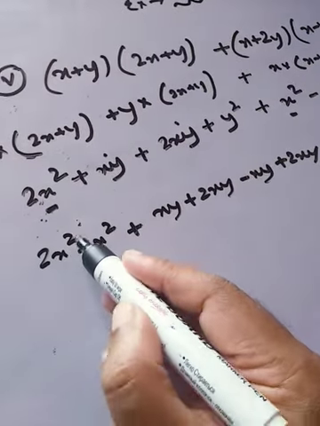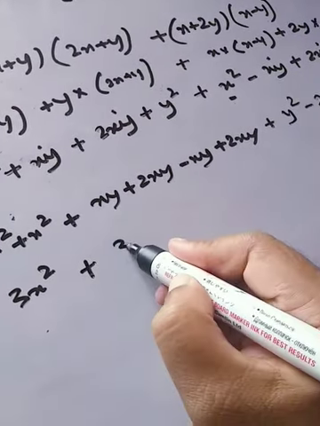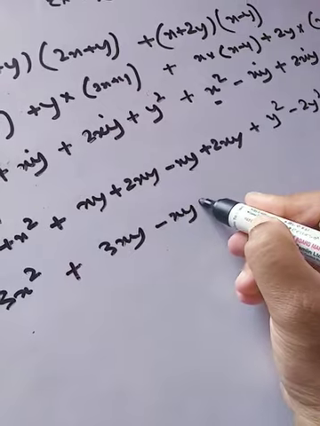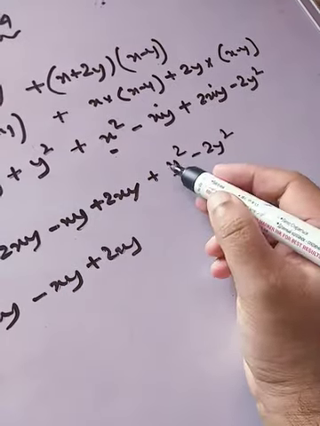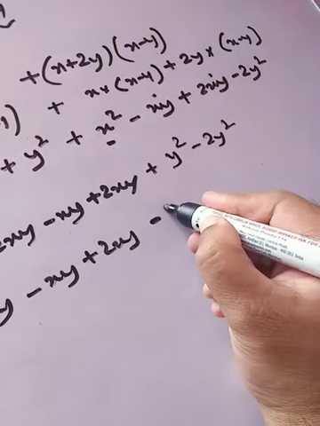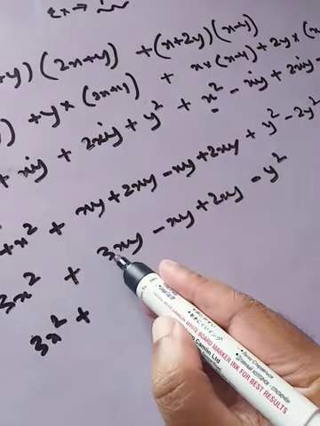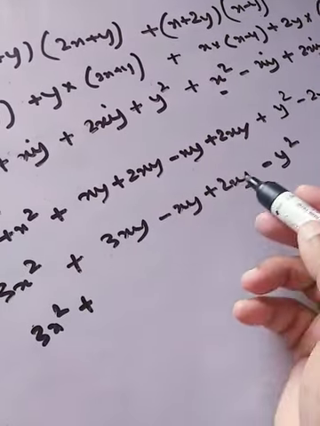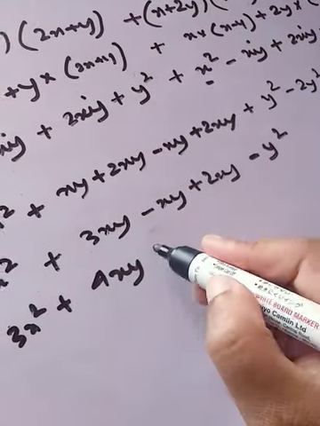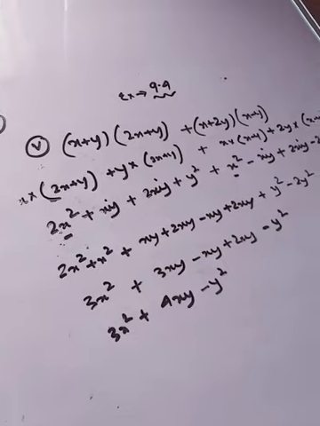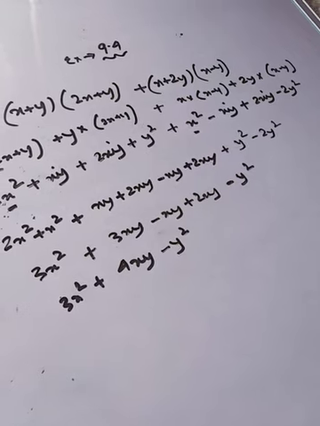Now we have to solve it. 2x square plus x square is 3x square. xy plus 2xy is what? 3xy, minus xy plus 2xy. Now we'll solve this. Plus minus is minus, 2 minus 1 is 1, 2 is greater, so we'll put only y square. Now we have to solve this. So 3x square, 3xy minus xy is 2xy, 2xy plus 2xy is 4xy. Sorry, this would be minus. Yes, now this is the solution of sum number 5. Very easy, students. Let's move on to sum number 6.